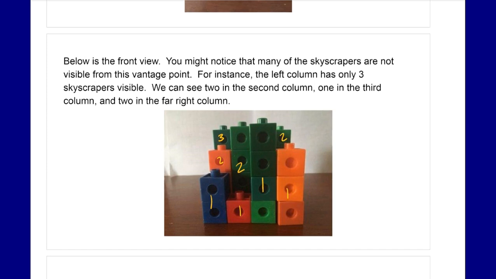Maybe there's a 2 in between them, or the 4, the tallest one, is right behind it, and so on. But we can see only 2 buildings when we're looking at it. So that's the idea of what we're referring to. I'll leave that up: 1, 2, 3, 1, 2, 1, 1. That's the idea of what I mean by what we can see.